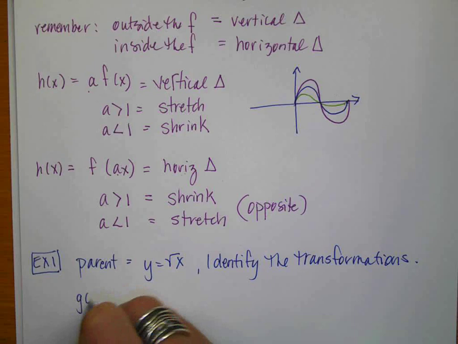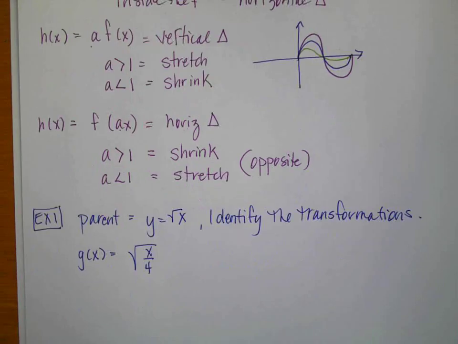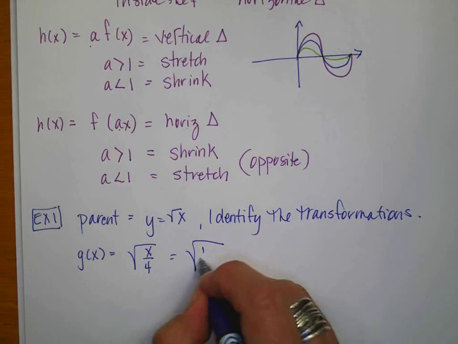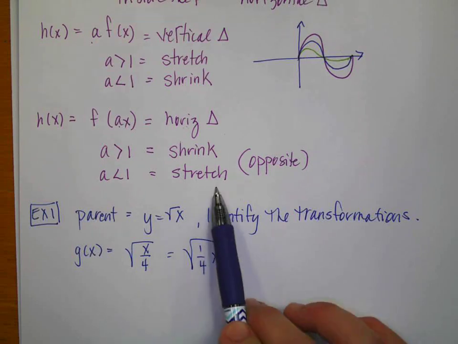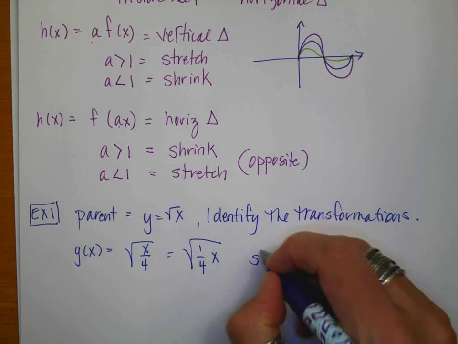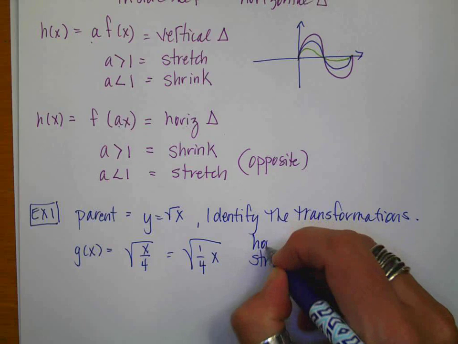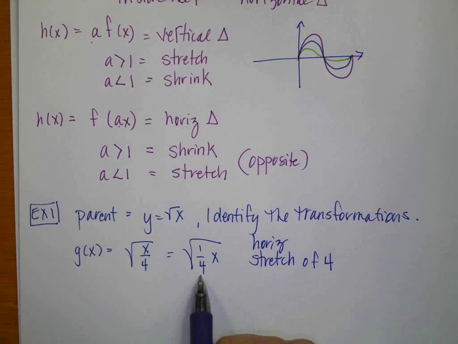All right, so the new function, g of x, is going to be the square root of x over 4, and I'm going to rewrite this as the square root of 1/4 times x, because then I think it's a little bit easier to understand what's going on. This is inside the function, which means it's a horizontal change. And remember, it's going to be the reciprocal, so this is actually a stretch. Oops, you have to qualify it. It's a horizontal stretch of 4, because remember, it's the reciprocal value.